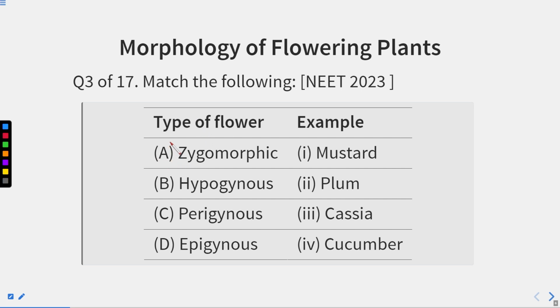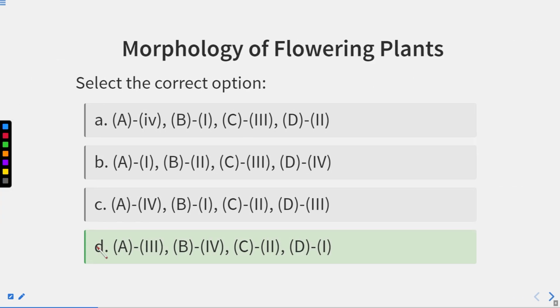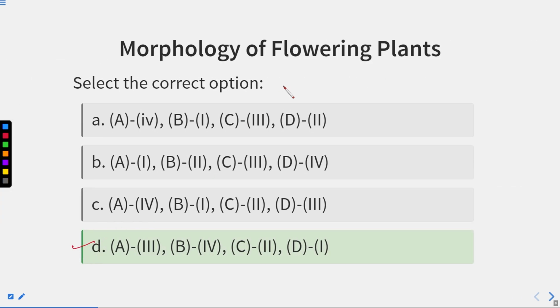Zygomorphic. Which one is this? Cassia. So this is A. Hypogynous. Which is the hypogynous flower here? Cucumber. This should be B. Then perigynous. Perigynous is plum. And then we have epigynous. Epigynous should be mustard. So this is the sequence here. What should be the answer? Option D is the correct answer.